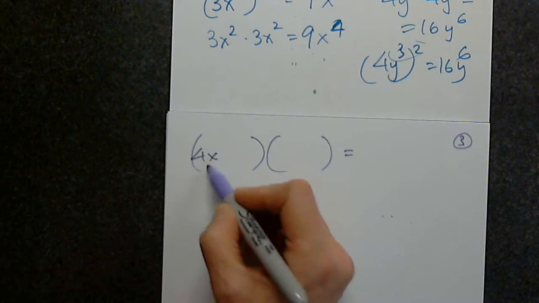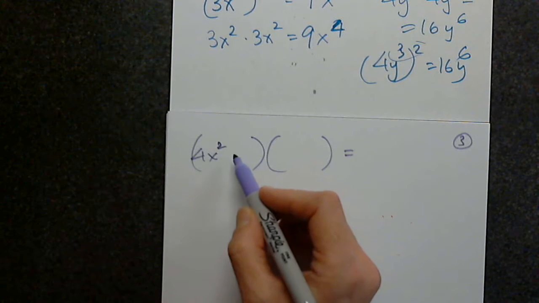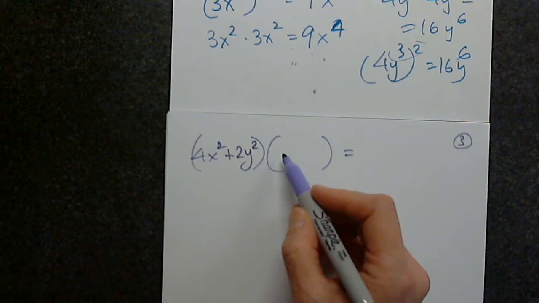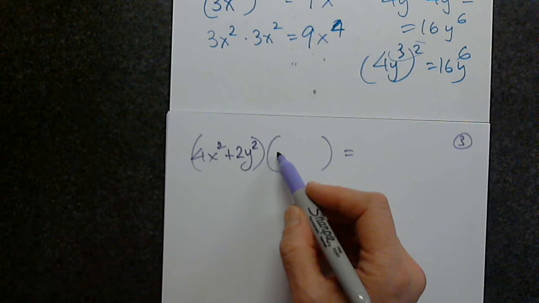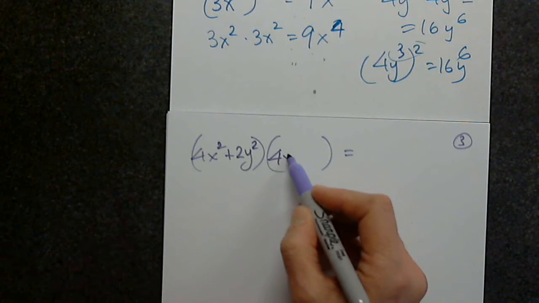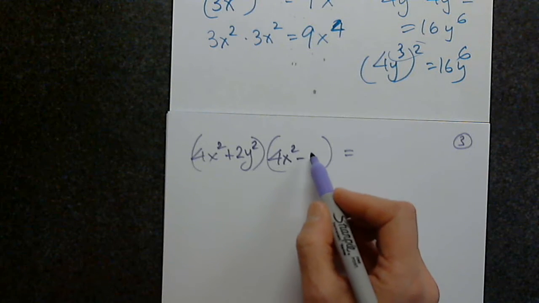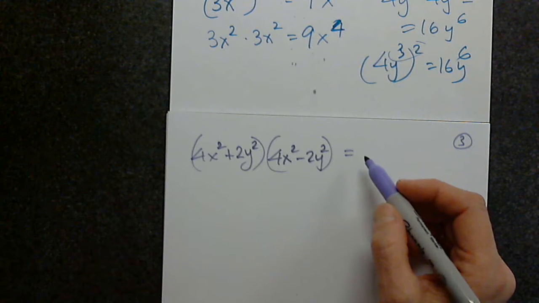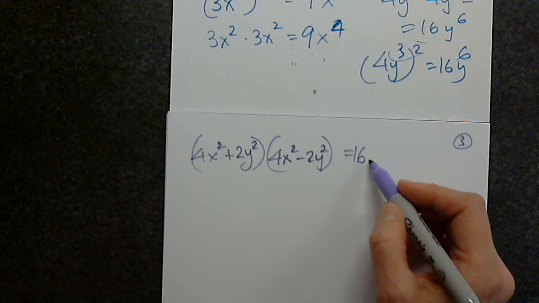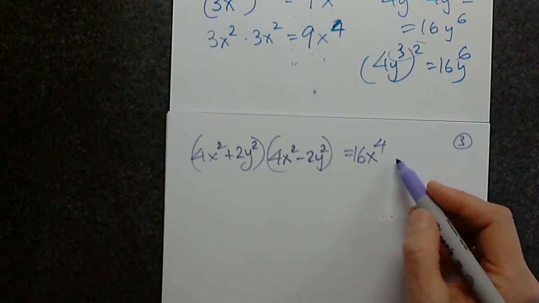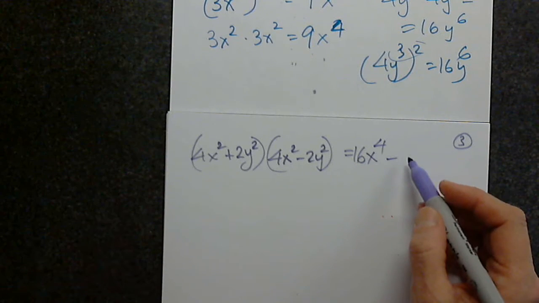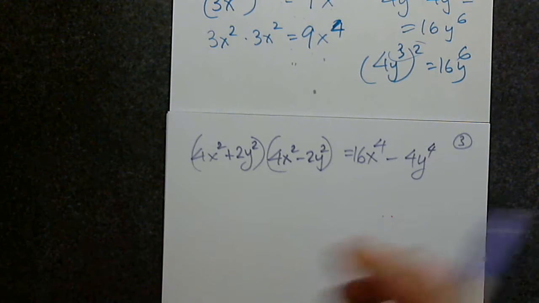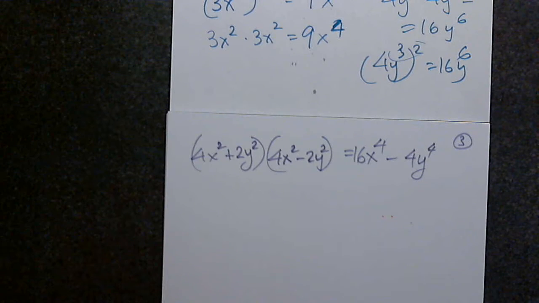So 4x squared, right? Plus 2y squared, and then it has to be identical, right? Correct. Okay, so 4x squared plus... Careful. Minus 2y squared. Very good. So then the answer would be 16, yes, x to the 4th, very good, minus 4, yes, x squared y squared. Good. That's it. That's all you need to do.